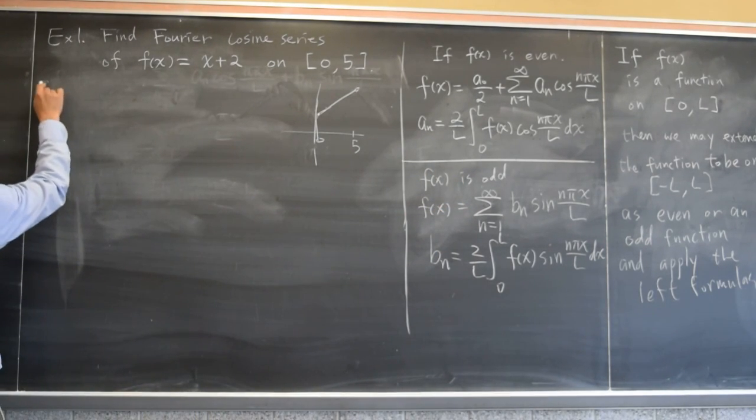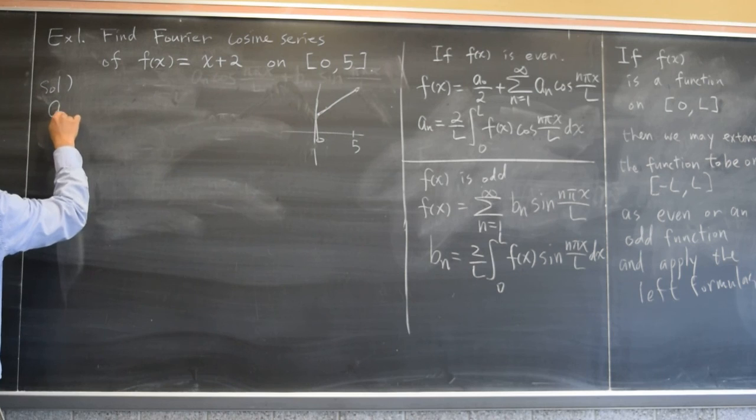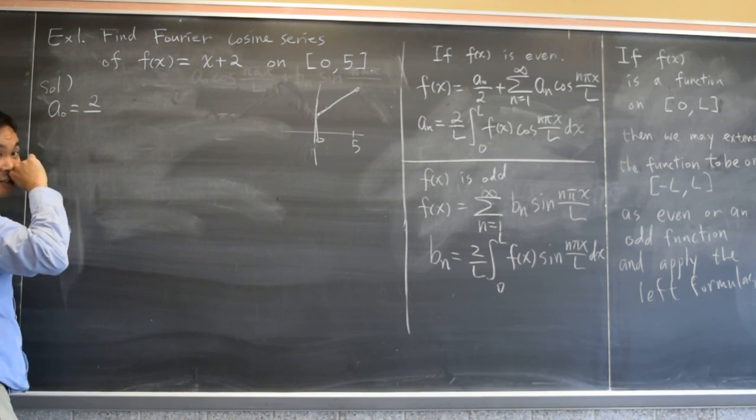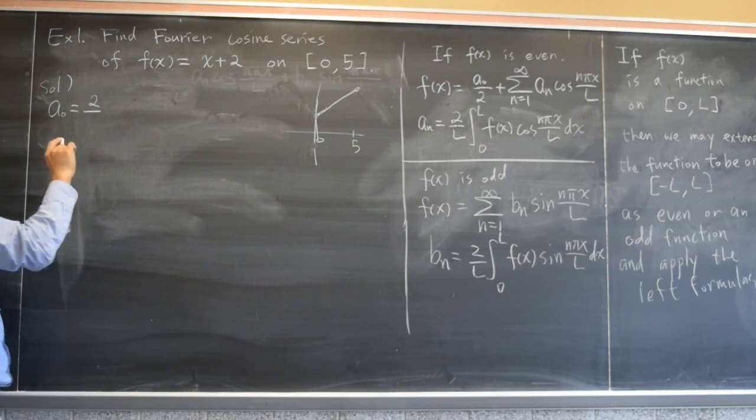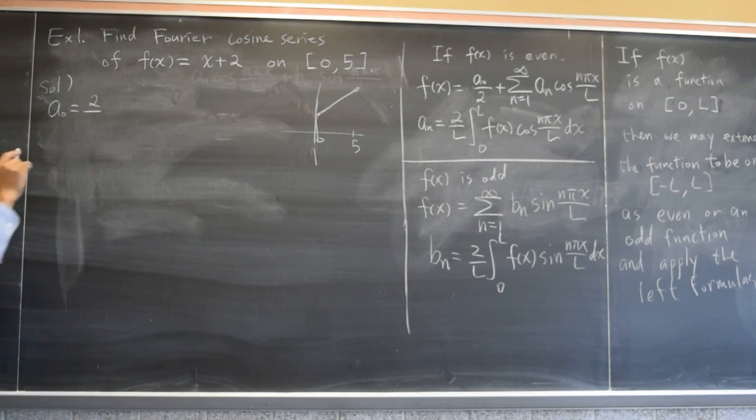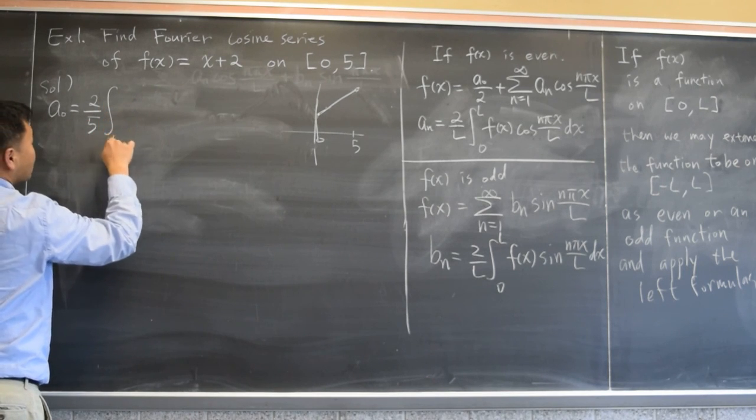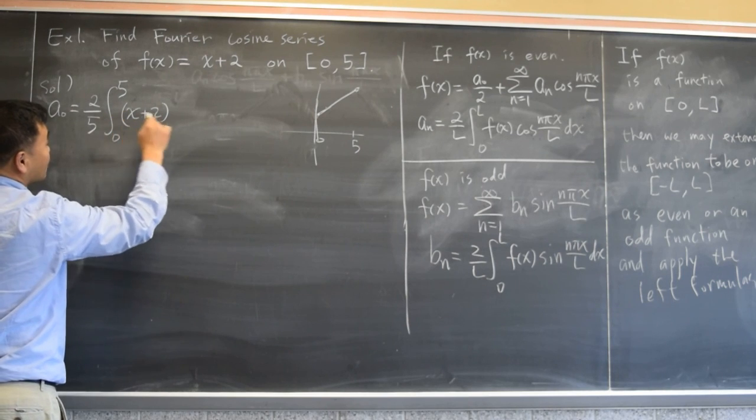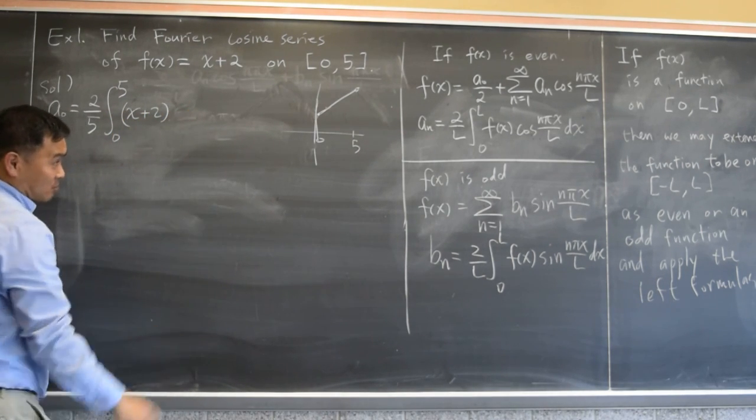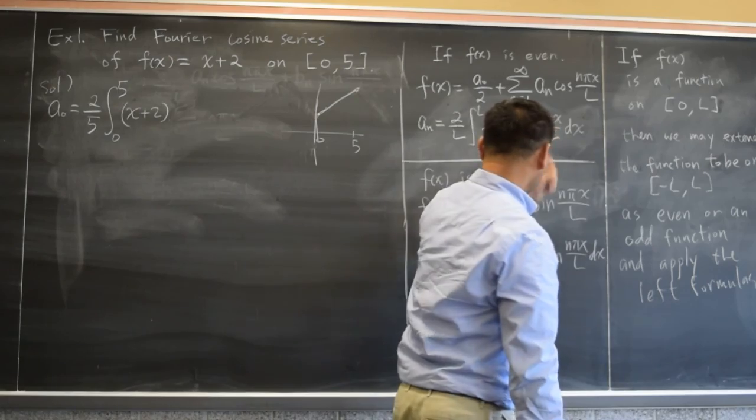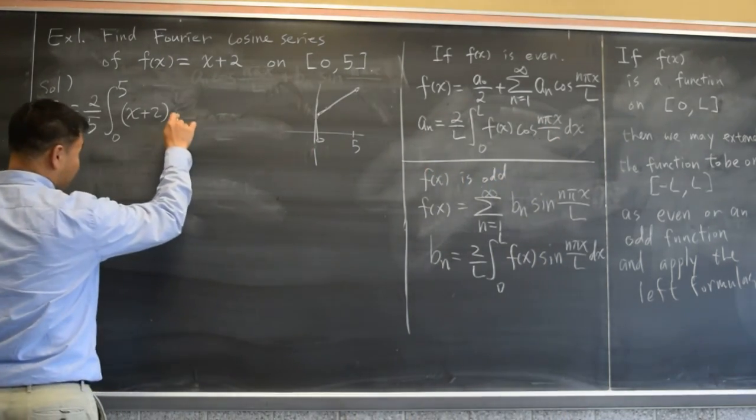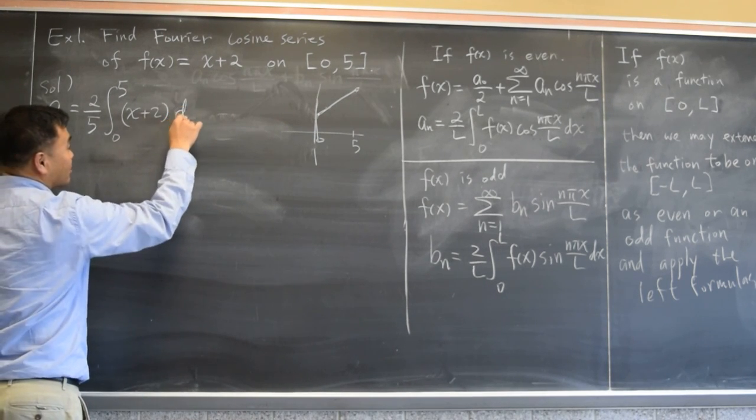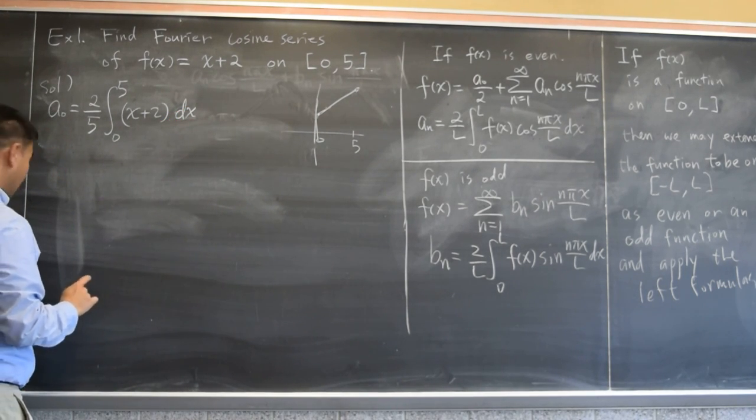Solution. A0, what's A0? According to that formula, it's 2 over, what's L here in this context? What's the value of L? 5. So 2 over 5 times the integral from 0 to 5 of f of x, which is x plus 2. Since n is 0 here, we get cosine 0, and cosine 0 is 1, so I don't have to put anything there. So this is what I need.